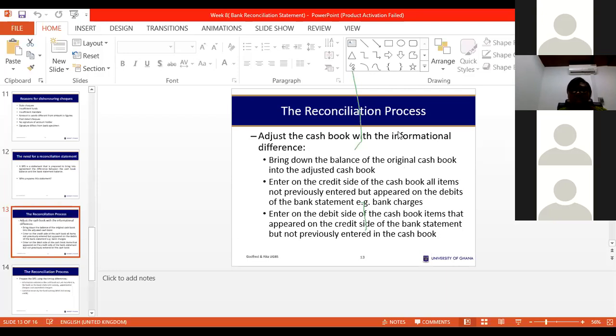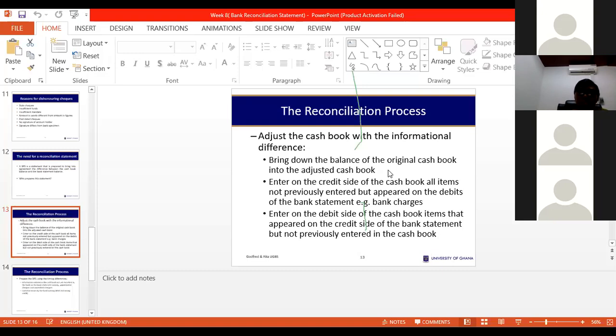Okay, so these informational differences are used to update the cash book. I did mention that informational differences are the issues, or the transactions, that have occurred or that have been taken care of by the bank for which the business entity has no knowledge. It has no information about it until it goes to pick its bank statement. Why? Because the banks have not provided that information to the business.